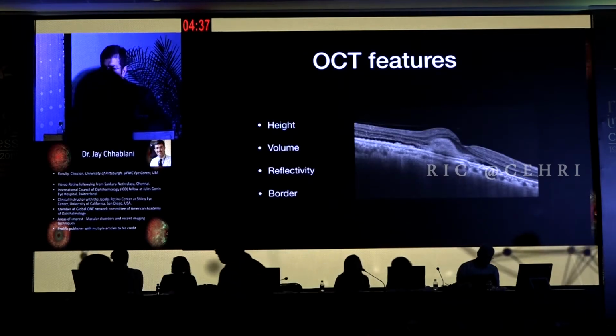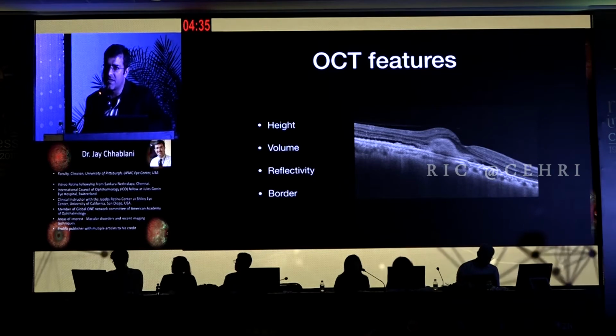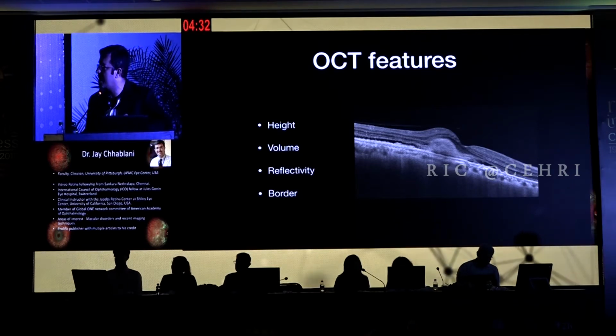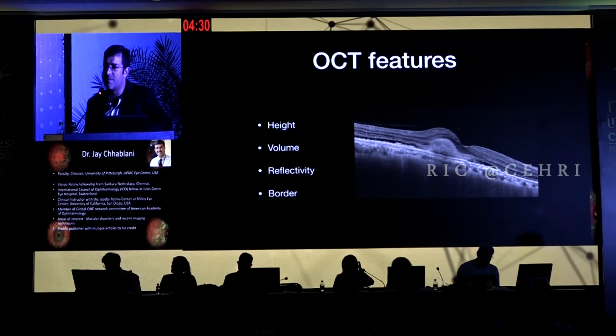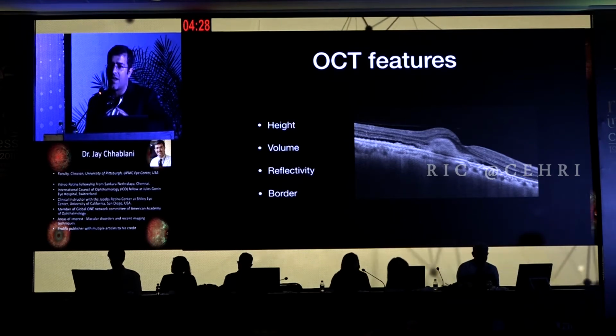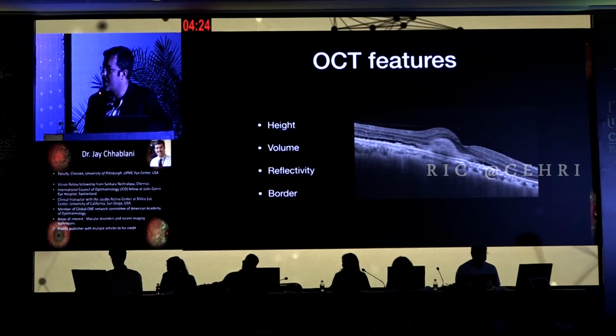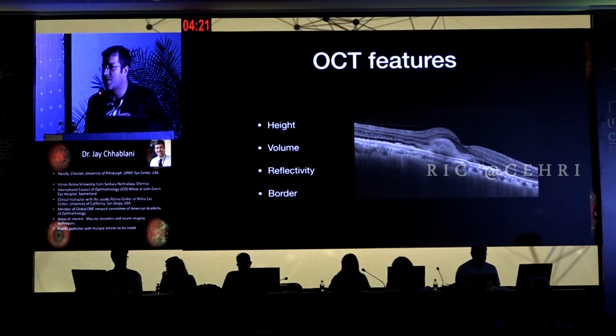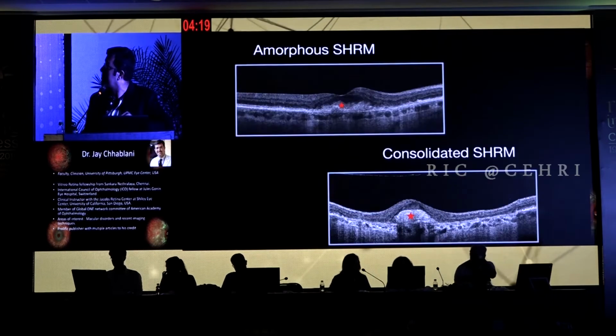So let's start with the OCT. We all have been seeing these OCTs about the SHRM where we talk about the height, volume, reflectivity, and the border. You can see that this is looking almost like a sheave where you have more of an exudation. The margins are a little blurry, and you suspect that this could be an exudative kind of SHRM.